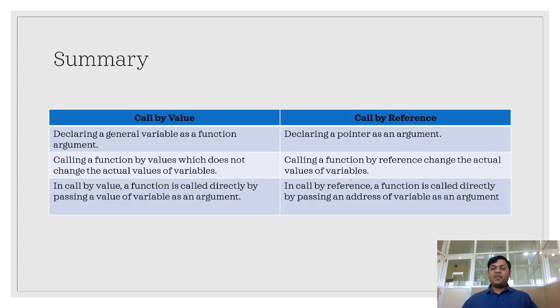So the summary of call by value and call by reference is: declaring a general variable as a function argument is part of call by value, whereas call by reference declares a pointer as an argument. Calling a function by value does not change the actual values of variables, whereas calling a function by reference changes the actual values of variables.